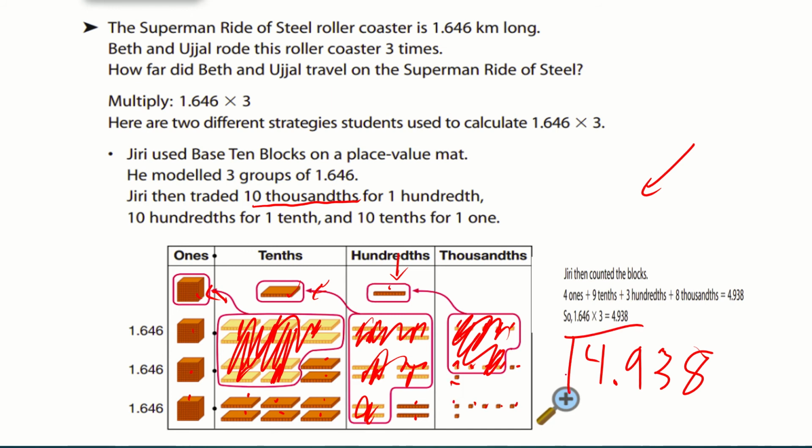So my answer here is 4.938. I did this with the place value mat. That's one way of doing it. It can be easy if you understand place value and how combinations work. Just think of it as you want to add 10 to get something new over here every single time.